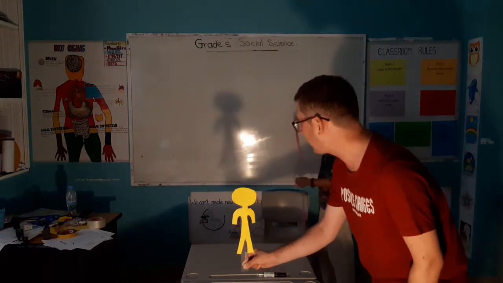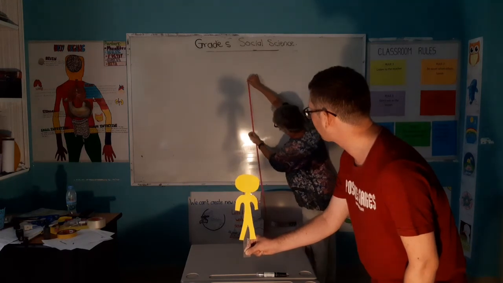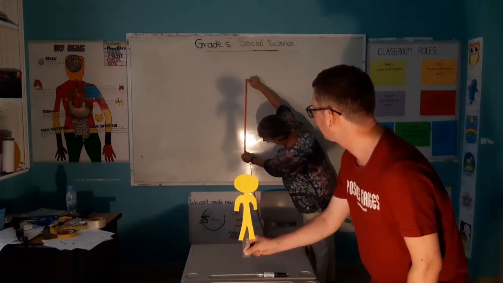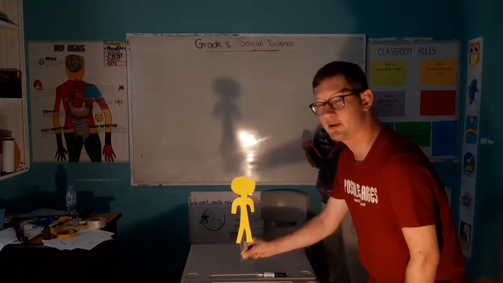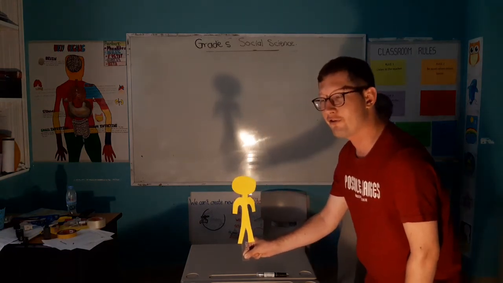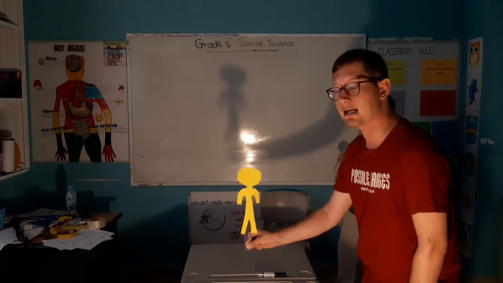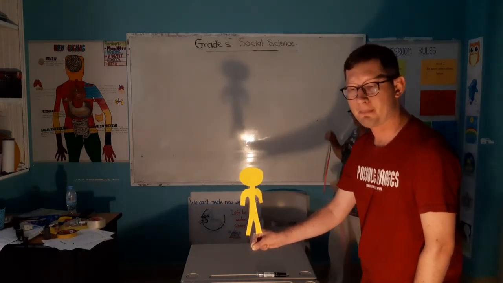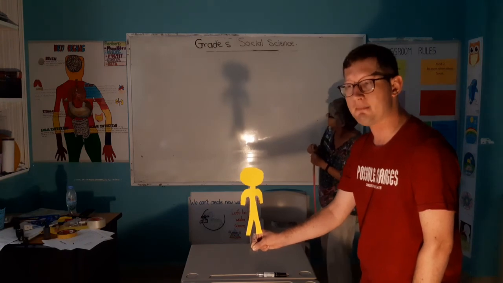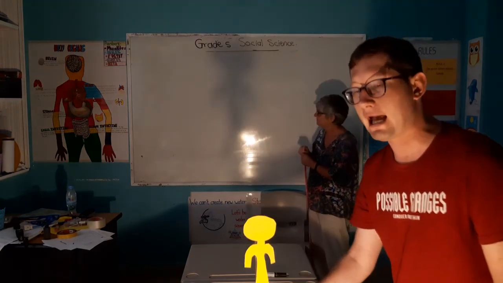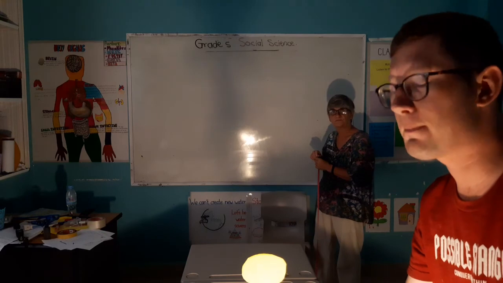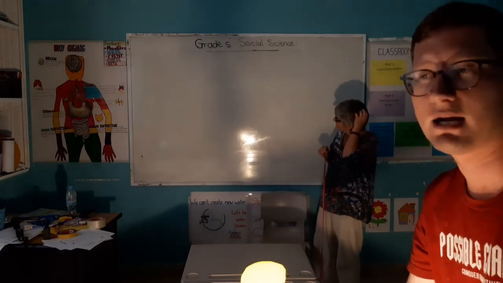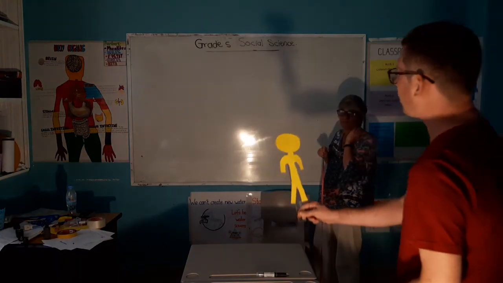And what about 120? It is 61. Do you see the difference? The further away we go from the light source, the clearer and smaller the shadow puppet becomes, and the closer to the light, the fainter and bigger the shadow puppet becomes.